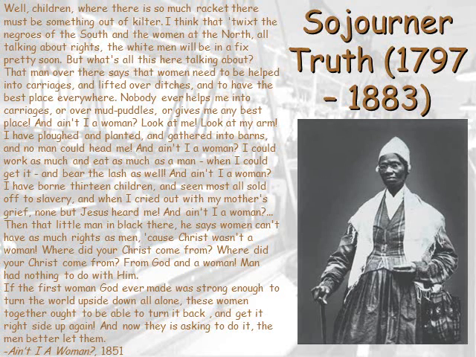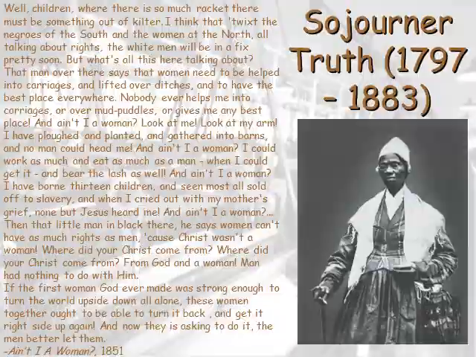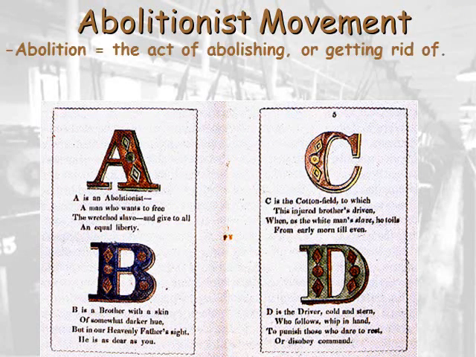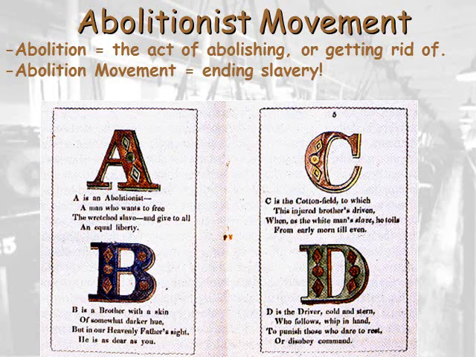So again, there is a movement for women to get rights. And Sojourner Truth is a former slave who was also an advocate for women's rights, which I think serves as a lovely transition to the abolitionist movement. Now, if you don't know, the word abolition is just the act of abolishing. If you don't know the word, abolishing is just getting rid of something. So the abolition movement is getting rid of slavery.